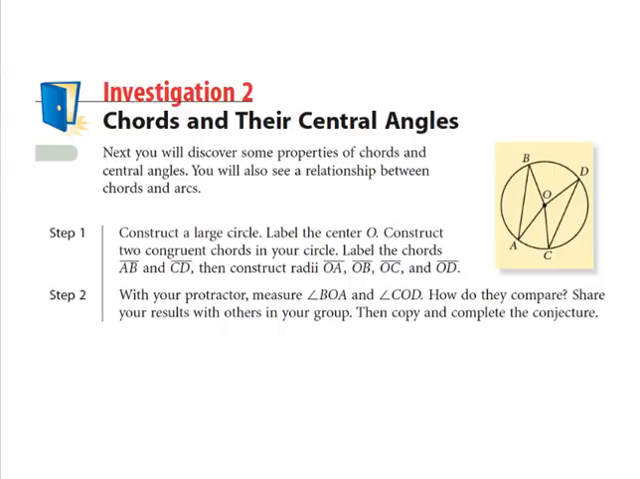So if I pick this one at 4 inches, I'm going to come to the other side and do the same thing. See if I can get a chord of 4 inches. So that would be a way that you could do that. If you've got your protractor, measure that way. But you are looking for 2 congruent chords in the circle.